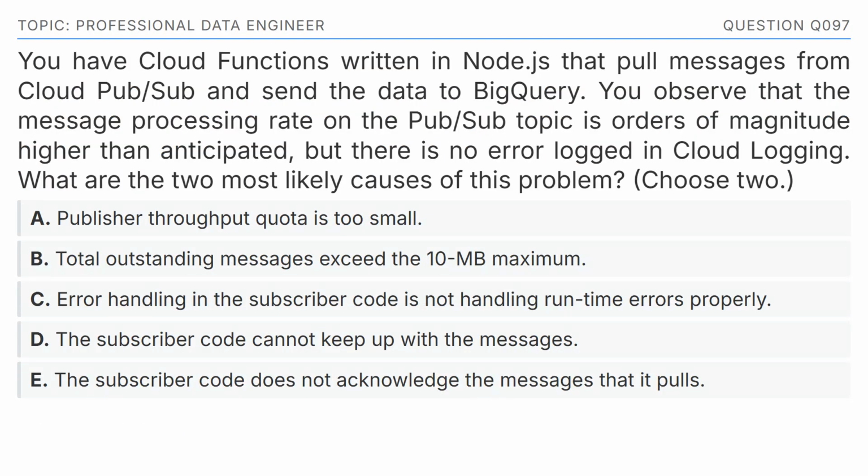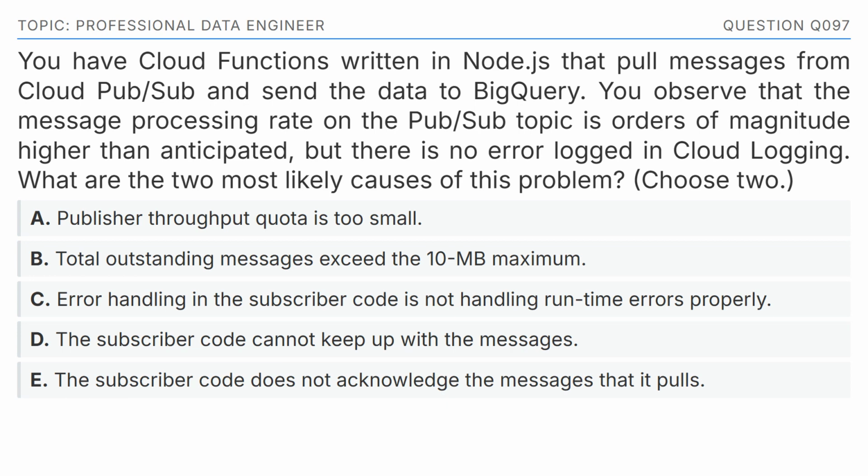You have Cloud functions written in Node.js that pull messages from Cloud Pub/Sub and send the data to BigQuery. You observe that the message processing rate on the Pub/Sub topic is orders of magnitude higher than anticipated, but there is no error logged in Cloud logging. What are the 2 most likely causes of this problem?